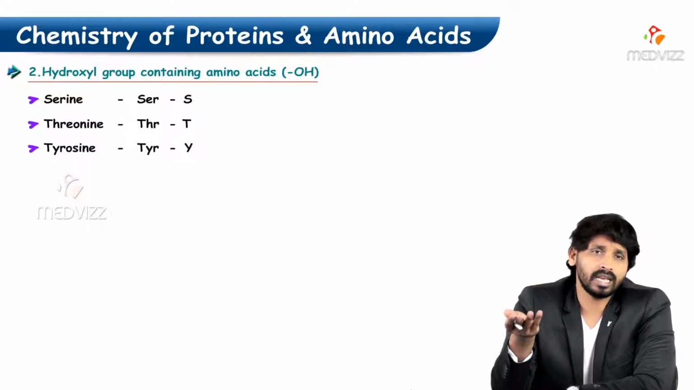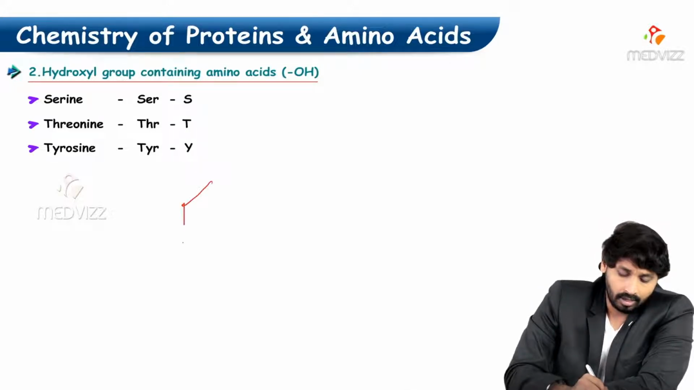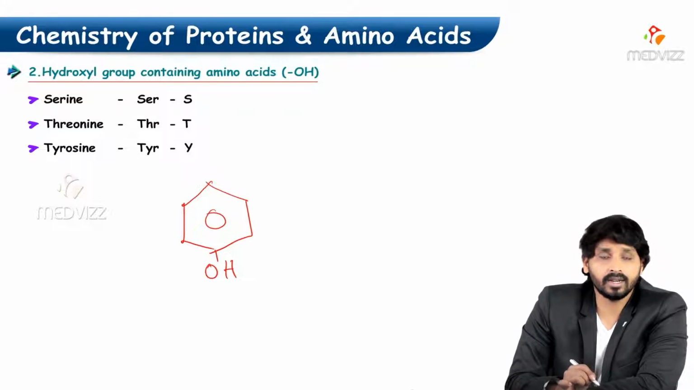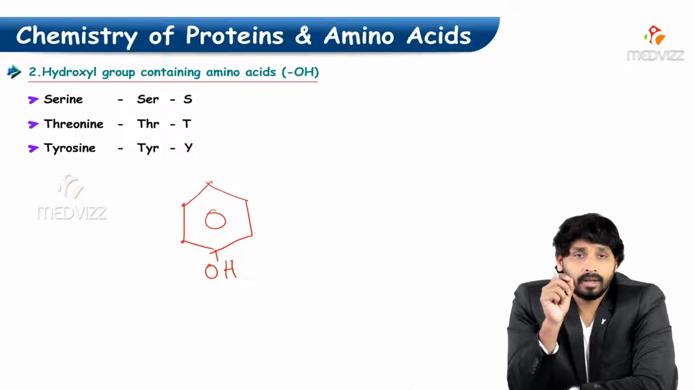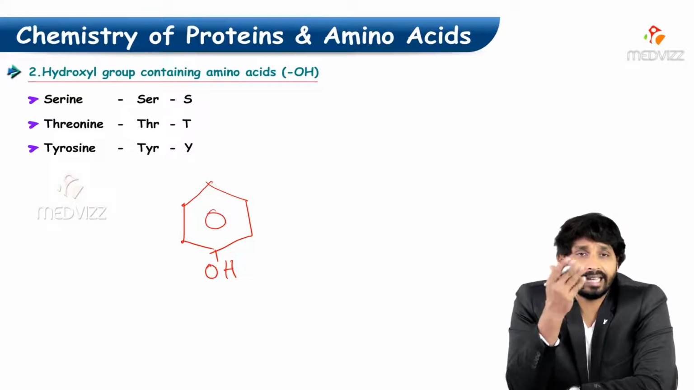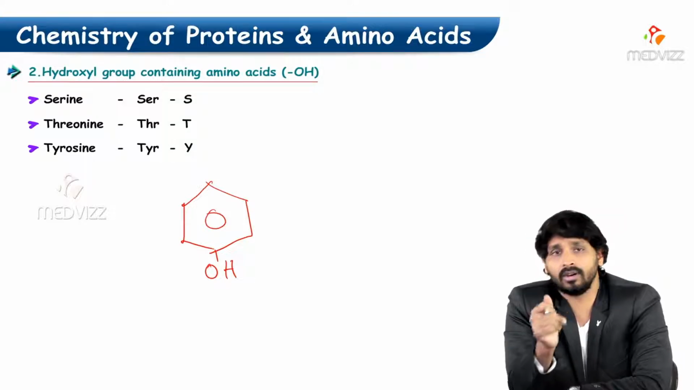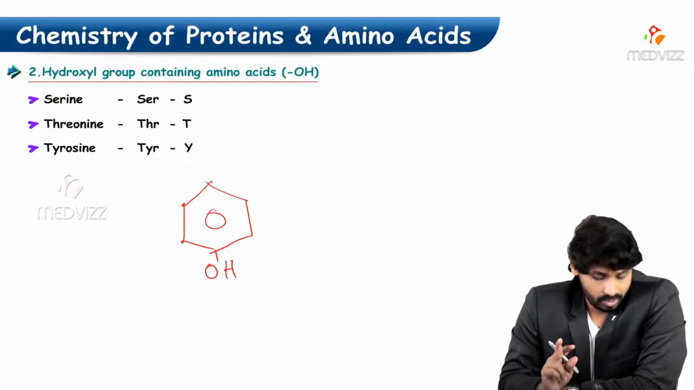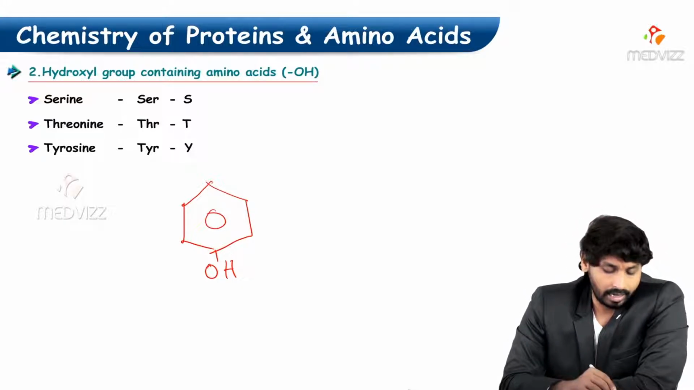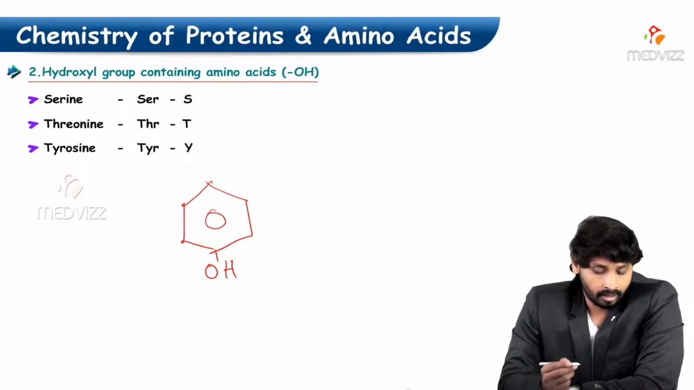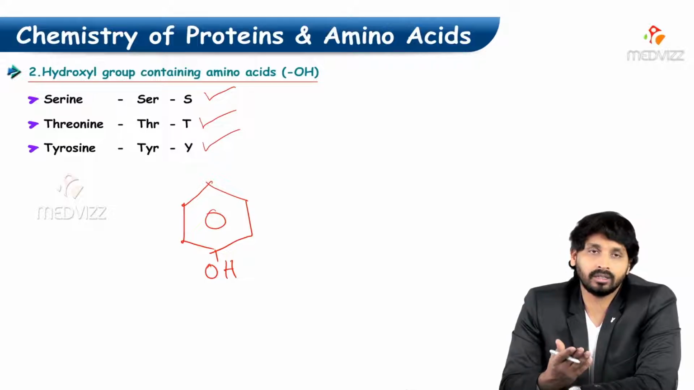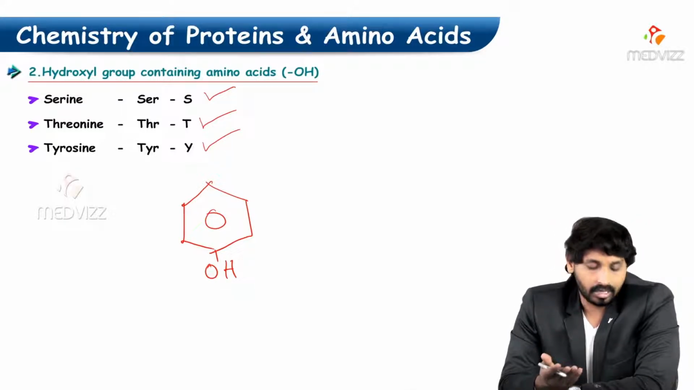But a few textbooks, because the aromatic ring, in the sense the benzene ring, which is having a hydroxyl group. The phenyl group is carrying a hydroxyl group. So that's why they have categorized tyrosine under hydroxyl group amino acids. Mainly they are serine, threonine and tyrosine, with the short letters SER, THR and TYR, and the symbols S for serine, T for threonine and Y for tyrosine.